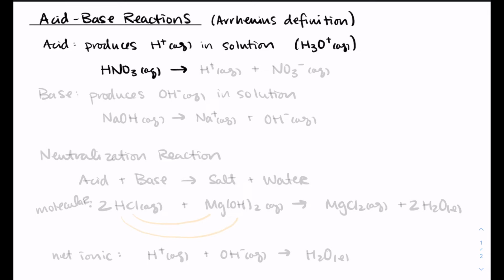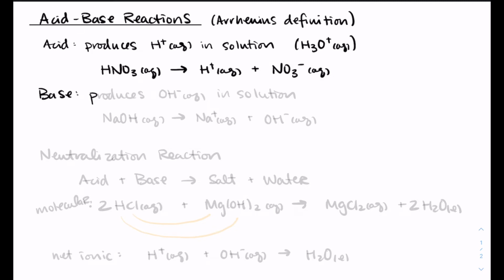The bases that we will see, especially right away, will usually have a hydroxide polyatomic anion in the formula. So sodium hydroxide is a great example of an Arrhenius base that when it dissolves in solution produces Na+ and OH- aqueous. When acids and bases react with each other, we call it a neutralization reaction.